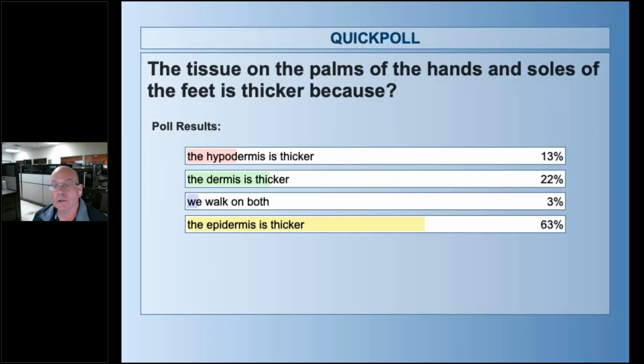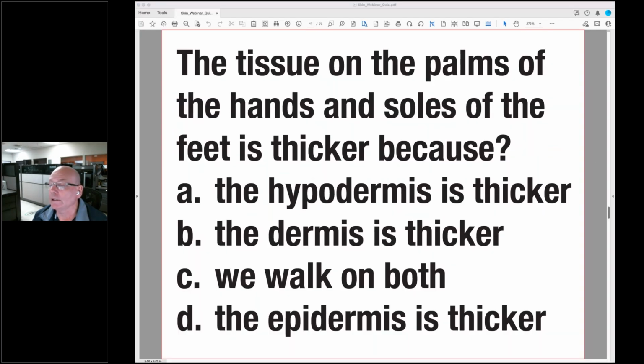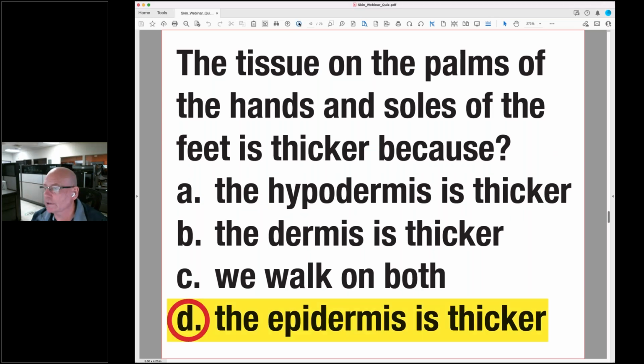But the answer is the epidermis is thicker. Know that stratum lucidum is for the palms and the soles of the feet to give you extra protection because you need it sometimes, all right? But it's in the epidermal layer if that happens. Okay?